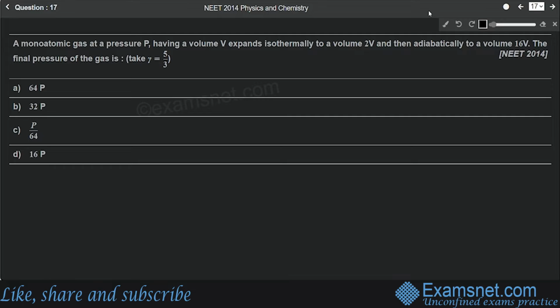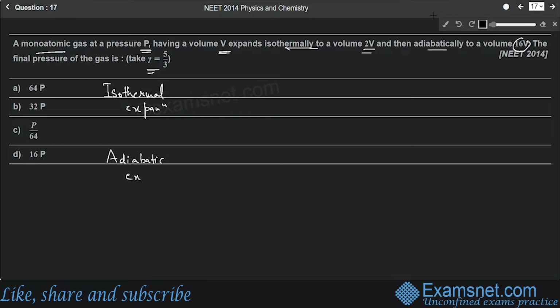Question number 17 is from the chapter Thermodynamics, and the question is: a monoatomic gas at a pressure P having a volume V expands isothermally to a volume 2V and then adiabatically to a volume 16V. The final pressure of the gas is, we have to take gamma as 5 by 3. So we can see here that there are two types of expansions taking place. First, there is an isothermal expansion, and then there is an adiabatic expansion.